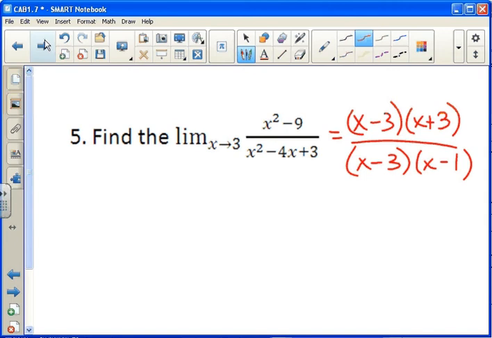But since it is something that's factorable, that tells me I can use dividing out, which is what I've done here. By factoring it and then dividing out the common pieces or canceling them out, now I am able to plug in the 3. So if I plug 3 in the top, I get 3 plus 3 is 6. Plug 3 in the bottom, I get 3 minus 1 is 2. So my limit would be 3.